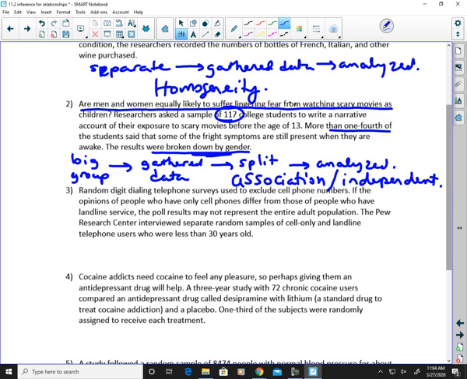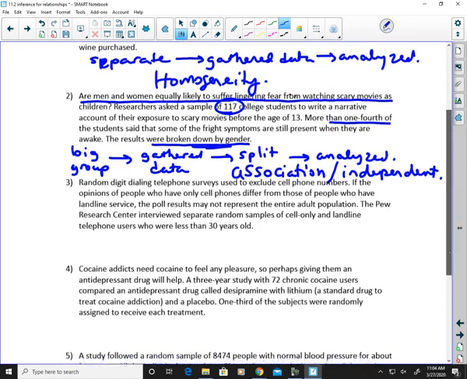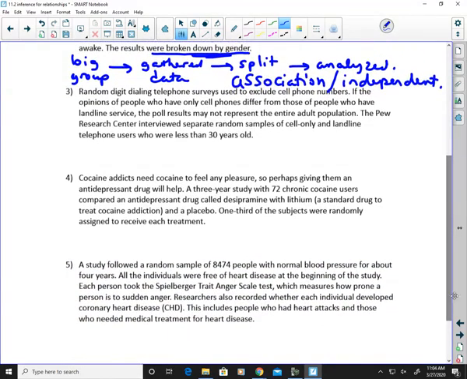Okay, pause the video, read through the next examples, and decide what you think, whether it's homogeneity or association independence.